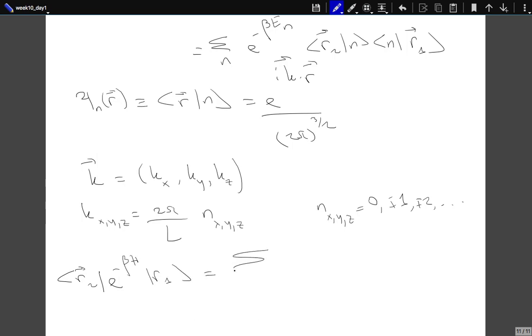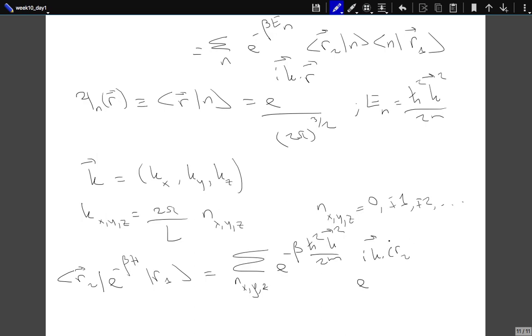This is equal to the sum over, let's say, nx, ny, and nz. I will convert it to a sum over kx, ky, kz shortly, times e to power minus beta times the energy of this state, which, by the way, is h bar squared k squared over 2m, multiplied with e to the power i k dot R2 minus R1.